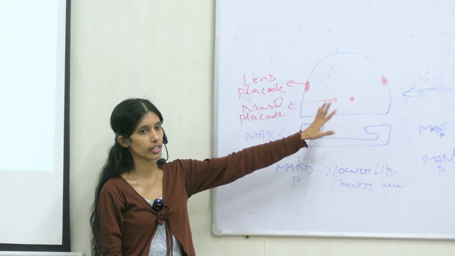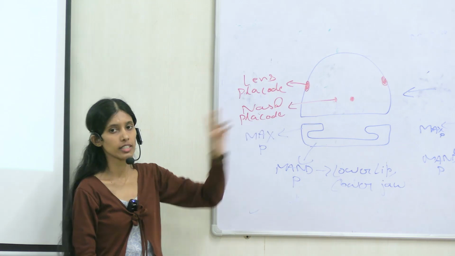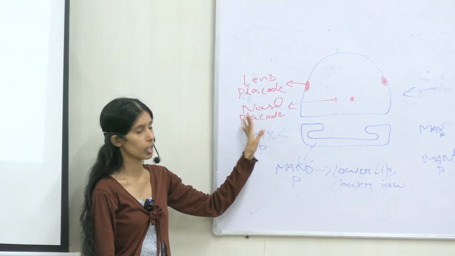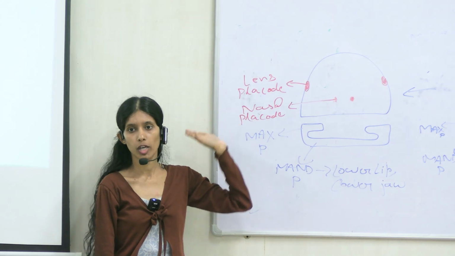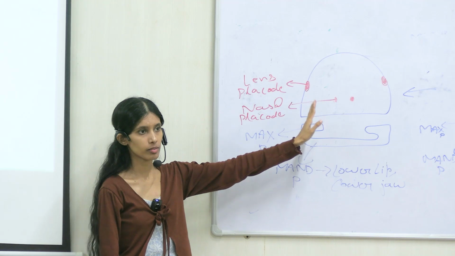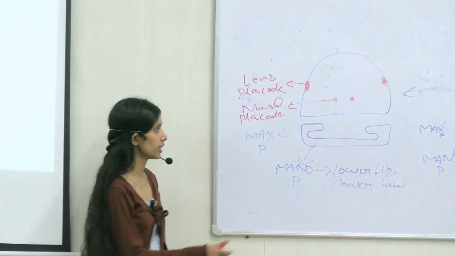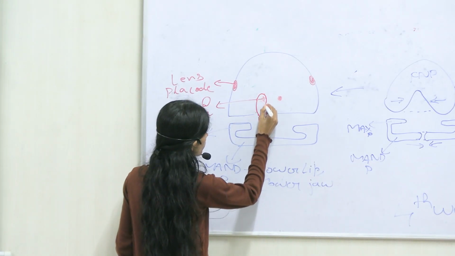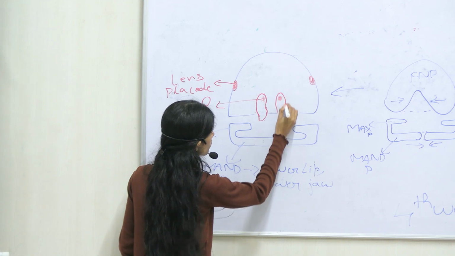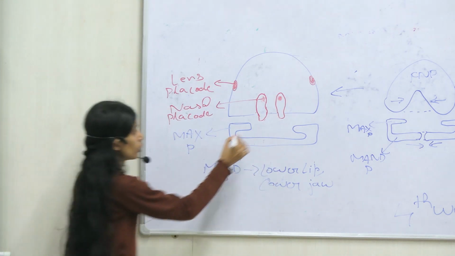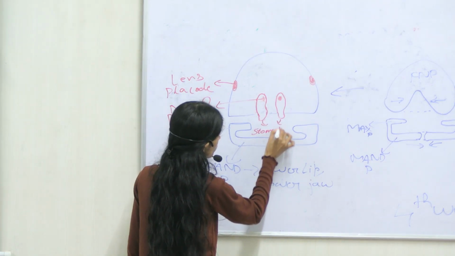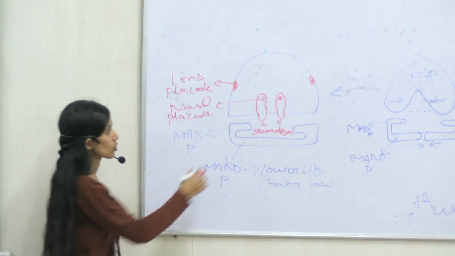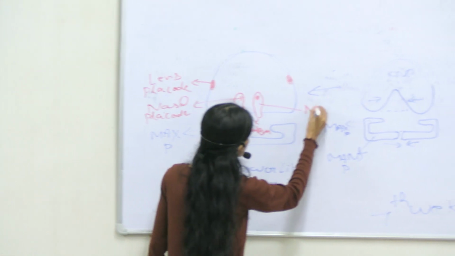And here in the nasofrontal process, we can see two important thickenings, one in the medial part, that is called nasal placode, and the other on the lateral side, that is called lens placode. Okay. So once the nasal placode forms, it will immediately give rise to one more structure called the nasal pit, like this. This nasal pit will open into your stomodeum. This is called stomodeum, which is your future oral cavity part. So now this is called nasal pit.